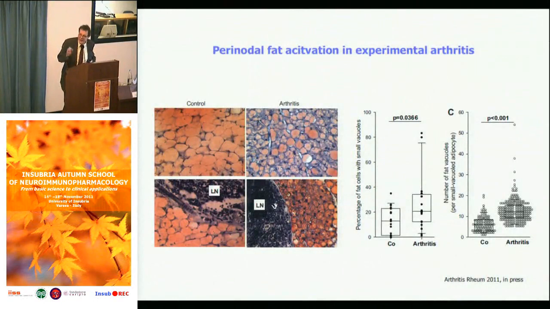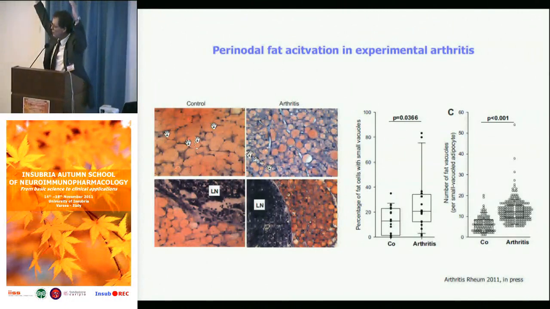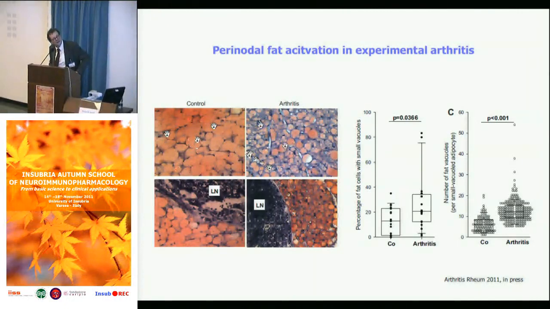So interestingly now, and this is the most important aspect, in these animals with arthritis, the fat tissue is activated. Activation here means that the vacuoles get much smaller. You see, this is the arthritic type. This is the control. In the control, one fat cell has one big vacuole. And in the arthritis side, one fat cell has many, many little vacuoles, as you can see here. And you see how this is related to the lymph node. This is the lymph node.